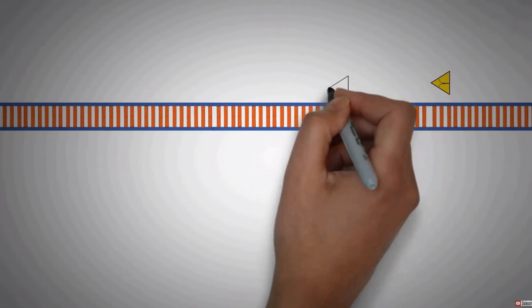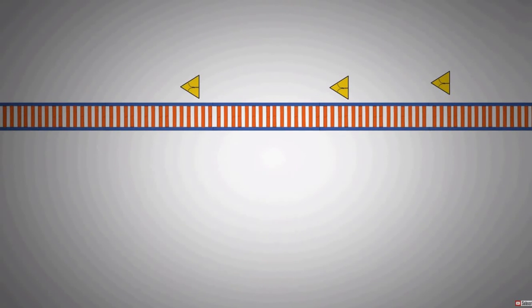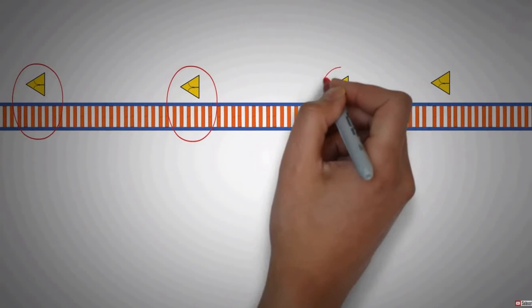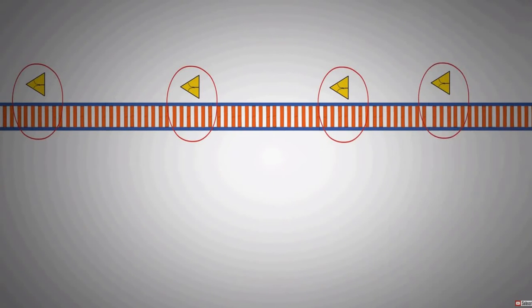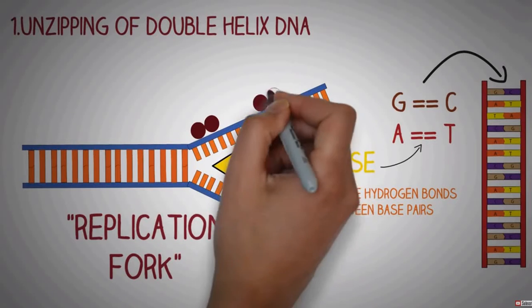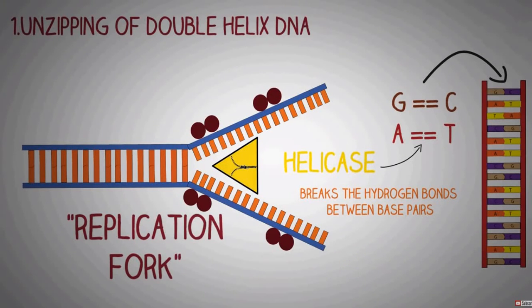Now the process of unzipping of DNA involves the action of multiple helicase enzymes on different segments of DNA. These segments of DNA where the enzyme helicase acts are also known as the sites of origin. Since the helicase acts on the DNA at multiple sites, multiple replication forks are created upon which the process of DNA replication will proceed. To prevent the two separated strands of DNA from joining together, a special type of protein known as the single-stranded binding protein holds the two strands of the DNA apart.